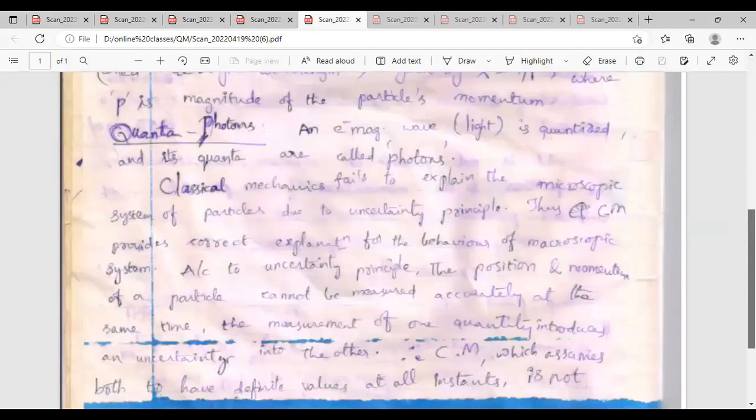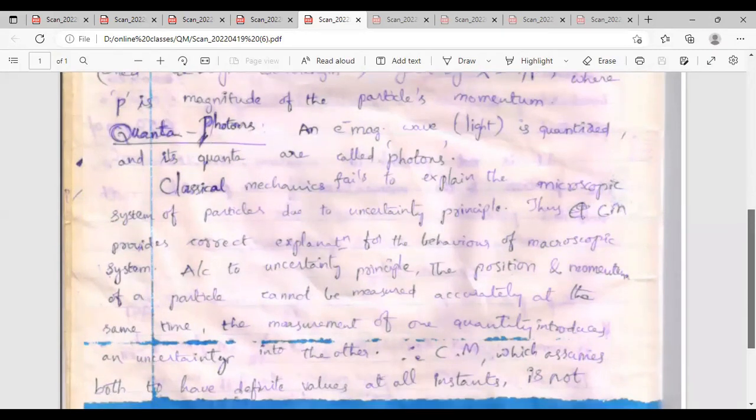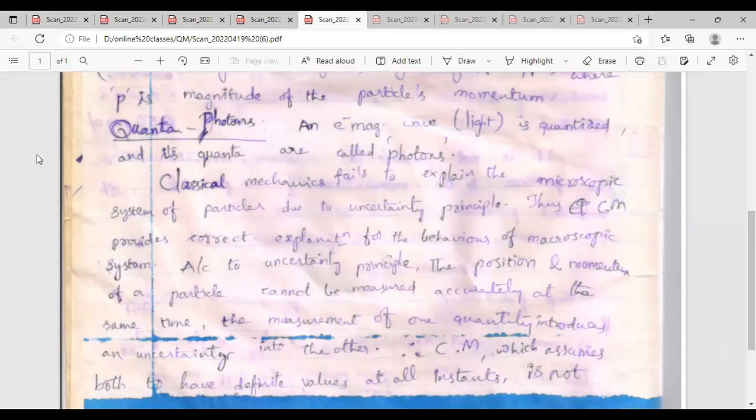Quanta are photons. We are discussing again and again what photons are, what light waves are, what matter waves are. An electromagnetic wave, light, is quantized, and its quanta are called photons. I already told you, if you have a 100 rupee note, a quantum of this money is 1 rupee. That is, 1 rupee is the building block of 100 rupees. In the same way, an electromagnetic wave, which is light, is quantized and its quanta are called photons.